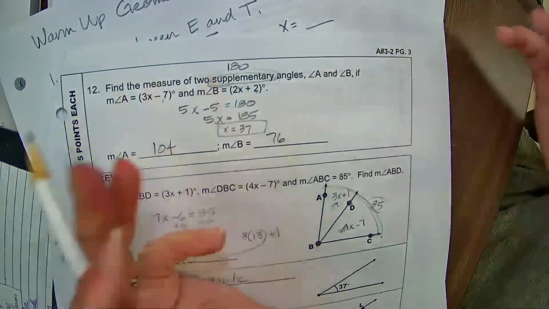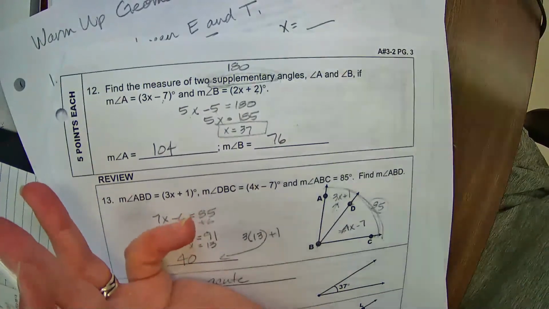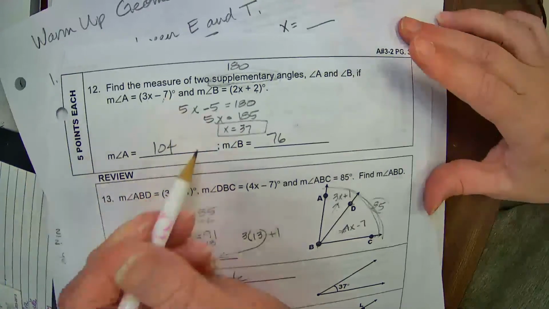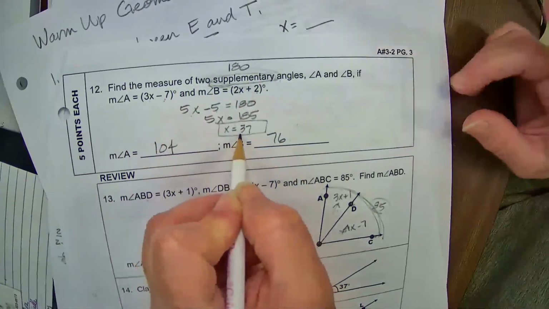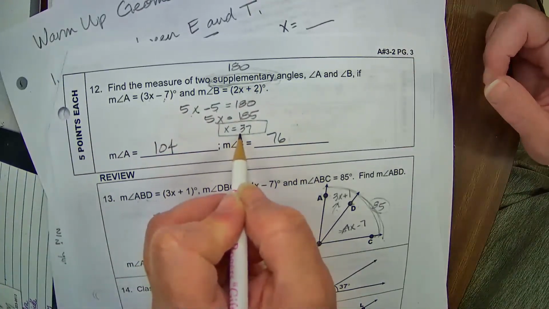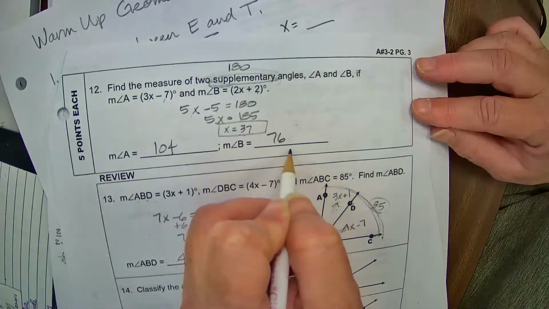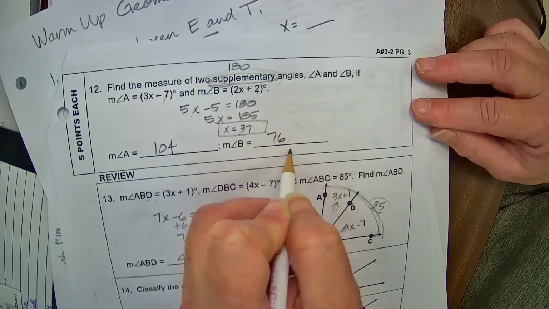I just combined them straight up. I didn't write everything out. If you need to write everything out, do it. I was in a hurry when I did this. Hopefully you got x is 37. And then when you plugged into each one, you got 104 and 76. Are we good there?